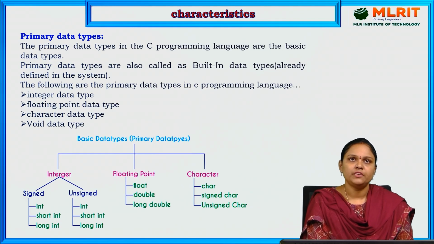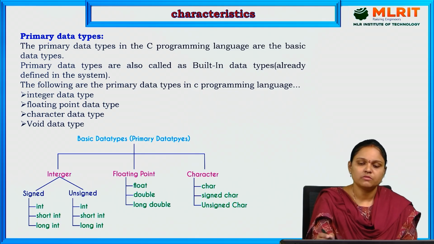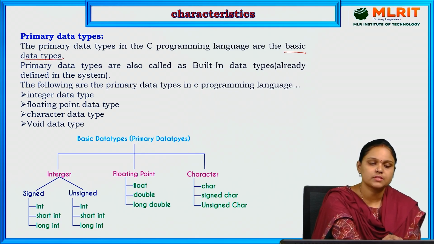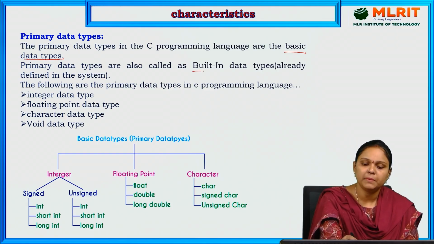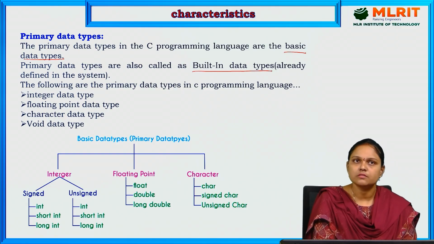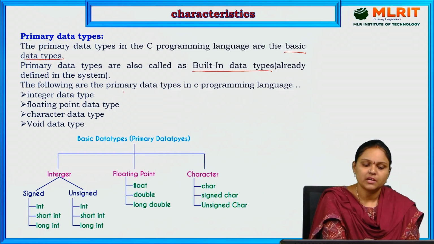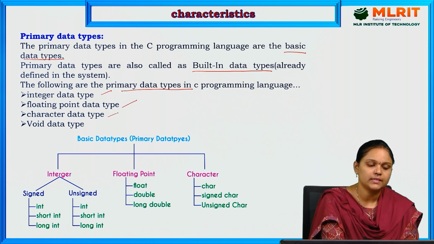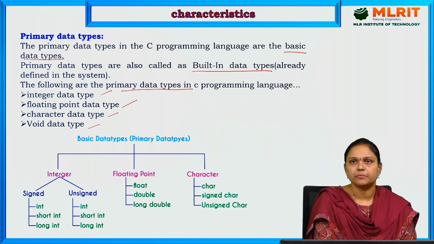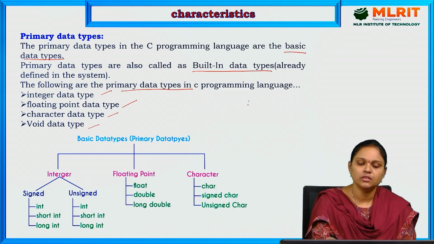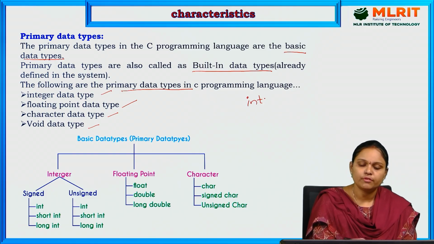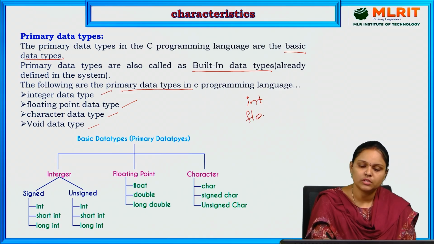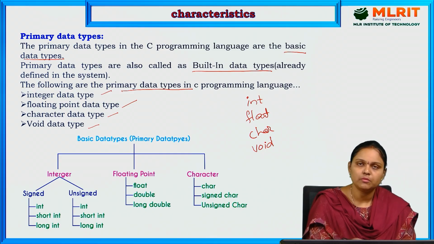So, primitive data types. The primitive data types in C programming language are the basic data types. Primitive data types are also called built-in data types, which are already defined in the system. The following are the primary data types in C: integer data type, floating point data type, character data type, and void data type. For integer data type we use int as a keyword, for floating point data type we use float, and for character we use char. Void is used for nothing, for empty. To store an empty value, a null value, we use void.